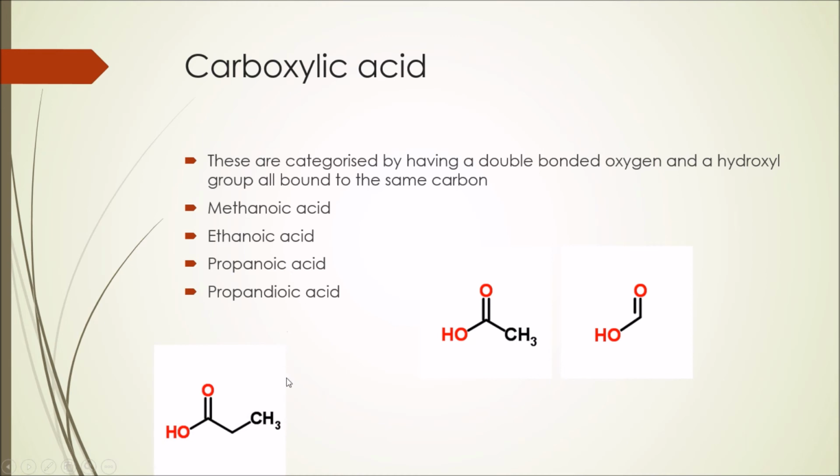Then we've got propanoic acid. So we've got 3 carbons, and then we've got the hydroxyl group and the double bonded oxygen. And then a bit of a stronger acid, we've got propanedioic acid. So this propane has 2 carboxylic acids on it. So we've got one here on the 1st carbon, and another one here on the 3rd carbon. So this is propanedioic acid.